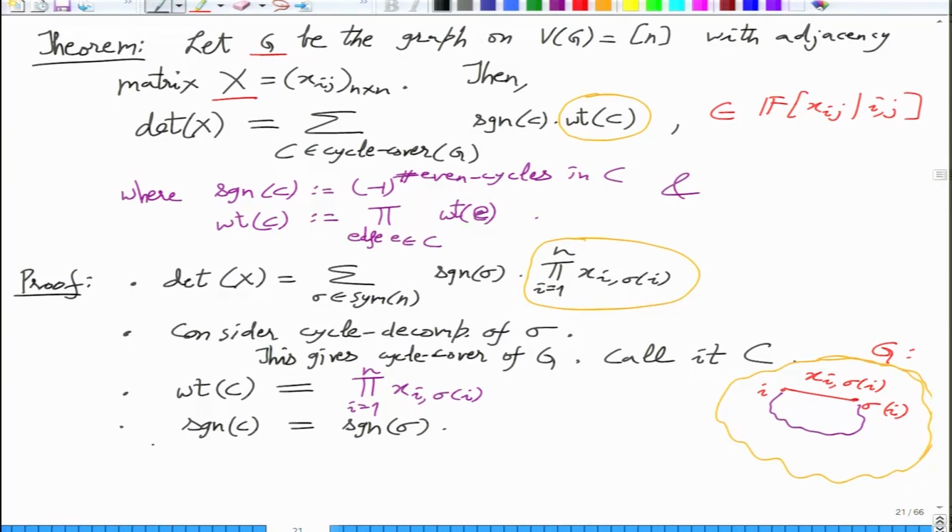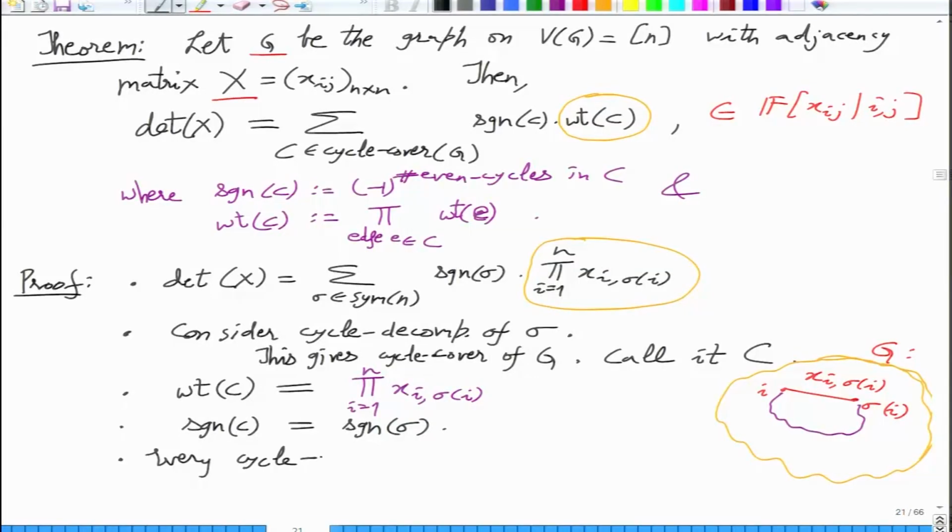Okay, maybe one more thing. For every sigma, there is a cycle cover. That is clear. What about the converse? For every cycle cover, is there a permutation? So every cycle cover C of G uniquely specifies a permutation.